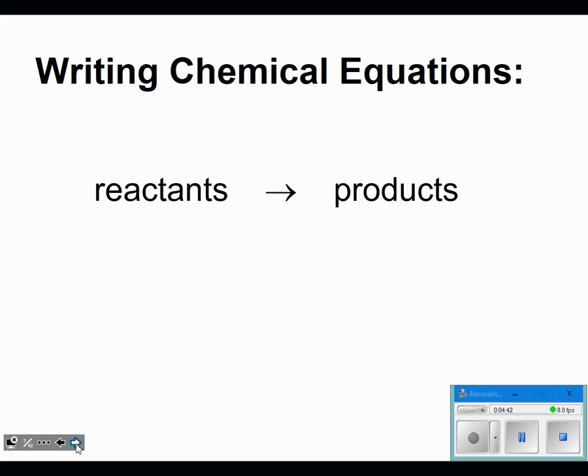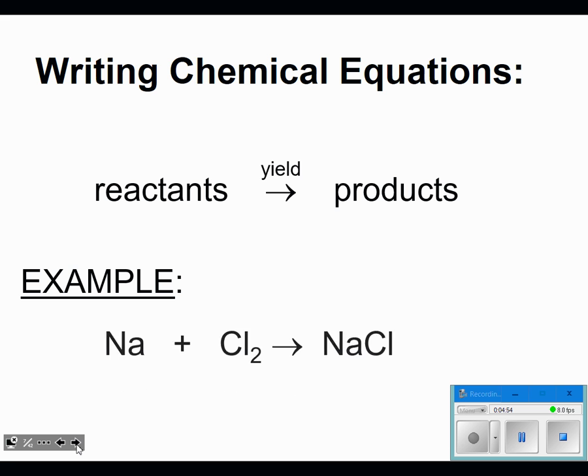So that's your products. Now, the arrow in the middle means yields. So the reactants will yield the products is a way to think about it. An example here is Na plus Cl2 yields NaCl.